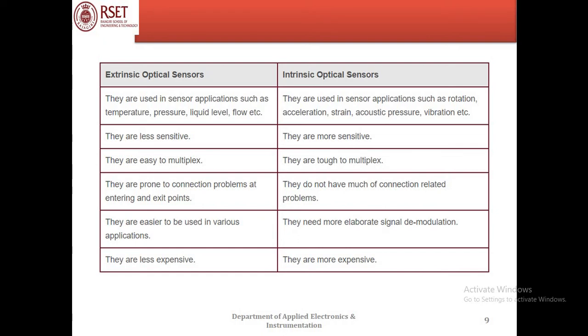Whereas intrinsic optical sensors are used in sensor applications such as rotation, acceleration, strain, acoustic pressure, vibration, etc. They are more sensitive, they are tough to multiplex, they do not have much of connection related problems, they need more elaborate signal demodulation, and they are more expensive.